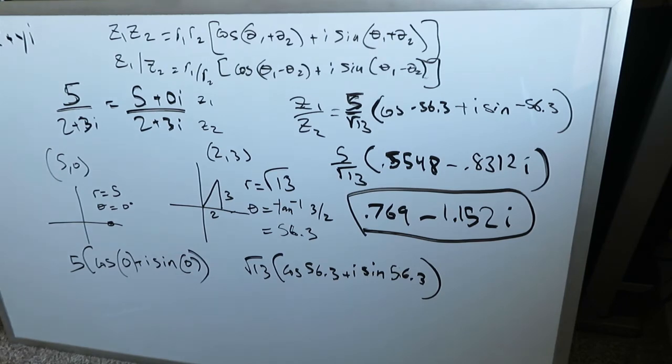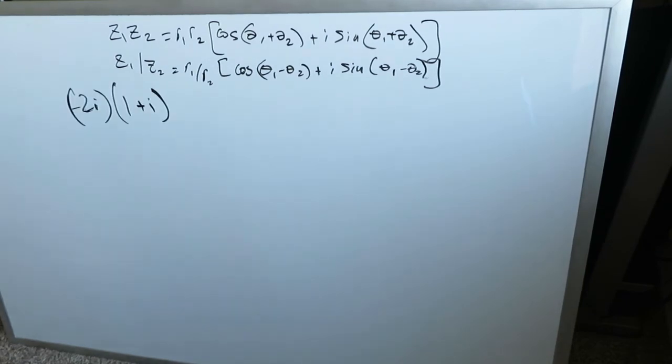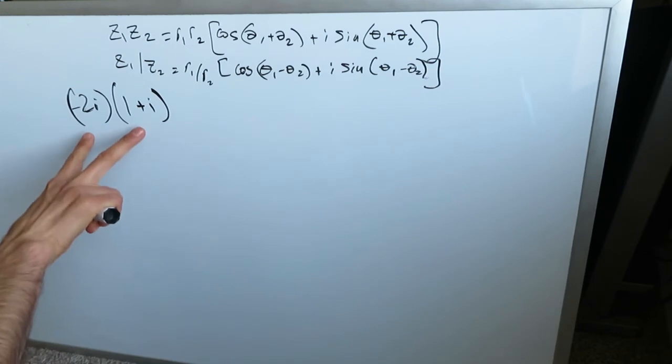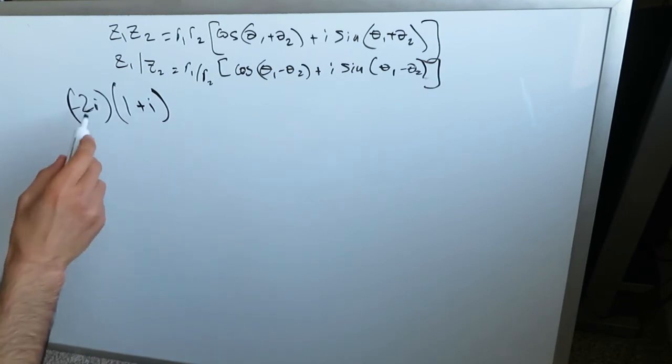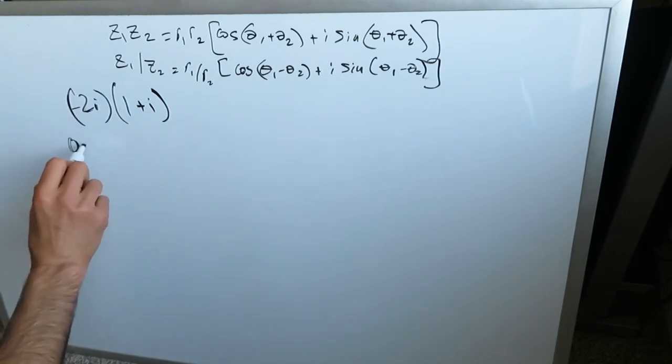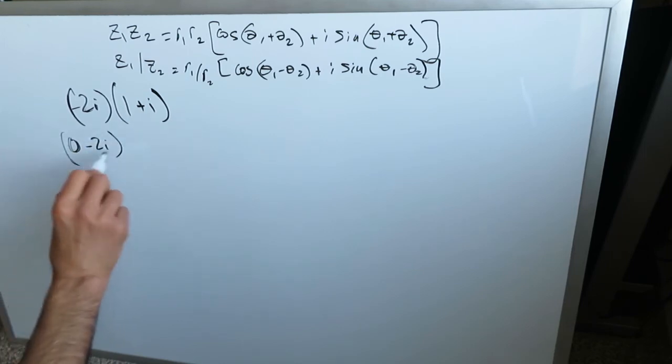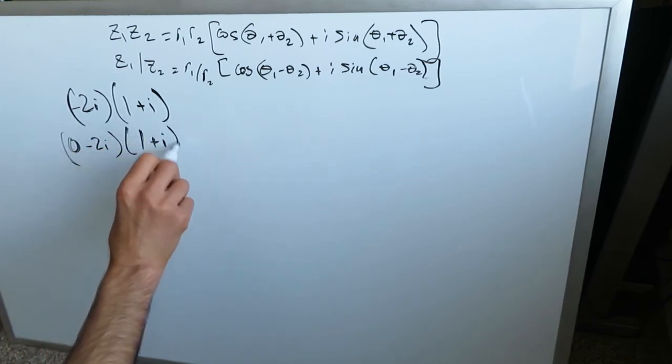Let's run through some more examples. So here's a question we have to do. Find the product of these two complex numbers. This is my z1, this is my z2. Again, write these in their common forms. Minus 2i is the same thing as viewing it as 0 minus 2i. And of course 1 plus i stays as 1 plus i.